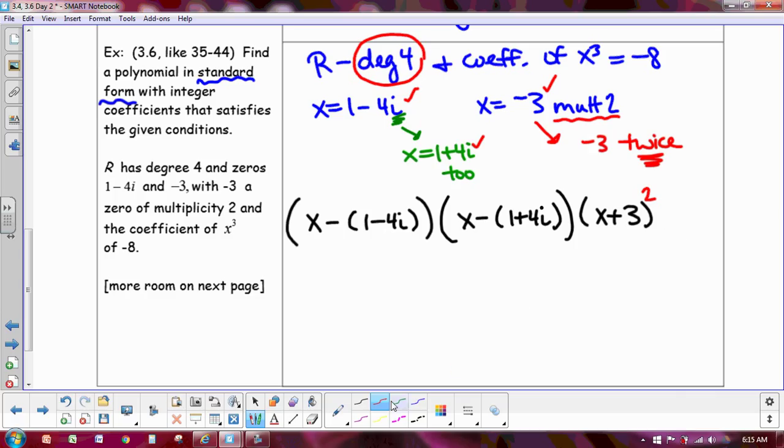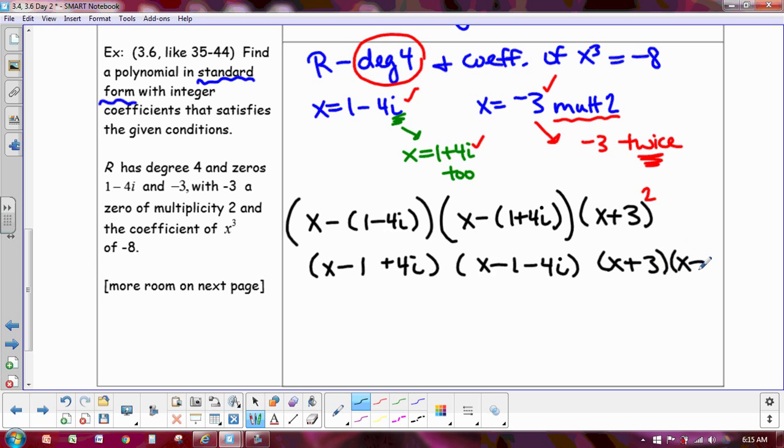Alright, now let's clean this up. So this means x minus 1 plus 4i. The second one means x minus 1 minus 4i. And then the last one, x plus 3, quantity squared. You are going to FOIL, so you actually might want to write it out twice.